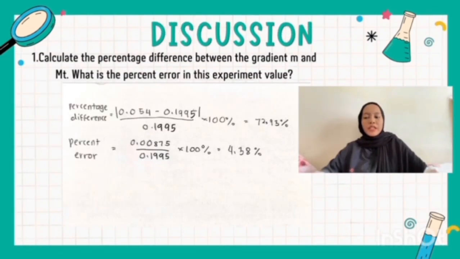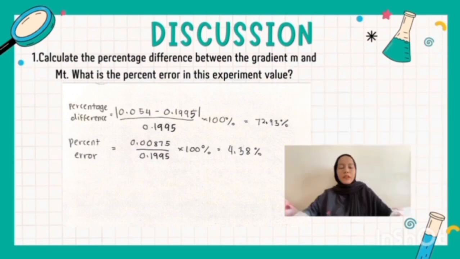For discussion 1, calculate the percentage difference between the gradient m and mT. What is the percent error in this experiment value? So the way to find the percentage difference is 0.054 minus 0.1995 divided by 0.1995 multiplied by 100, and the answer for percentage difference is 72.93%.